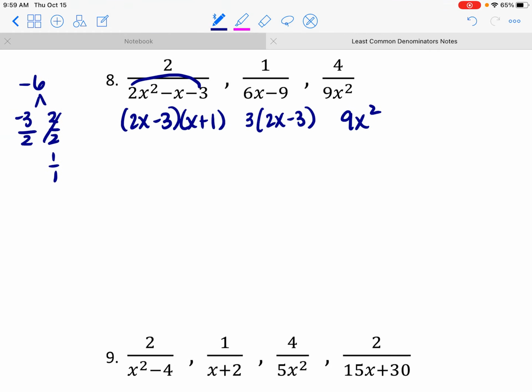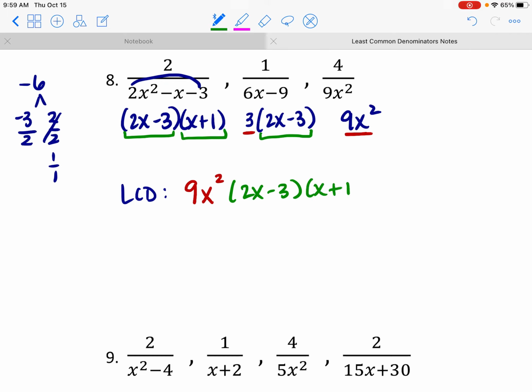So now when I go to find my least common denominator, looking at my single terms first means I need to take care of the 3 and the 9x squared. So the smallest number 3 and 9 go into is 9. And then I also have to include that x squared, and then one of each binomial. So I see some 2x minus 3's up here, which means I need 1 down here. And I see an x plus 1, which means I also need an x plus 1. And there you have it.